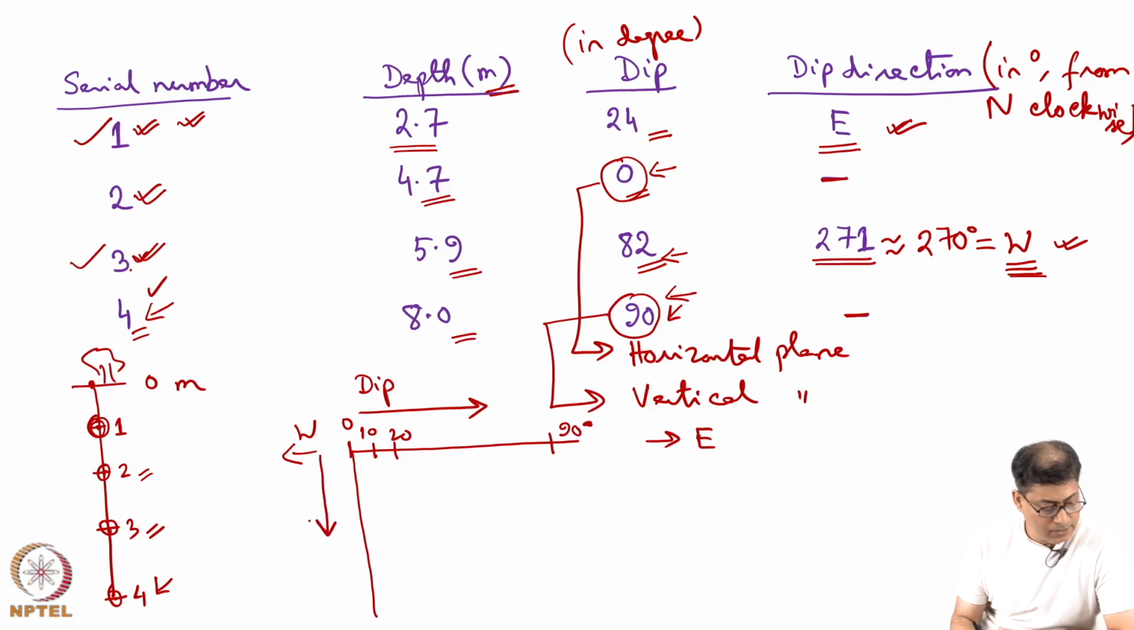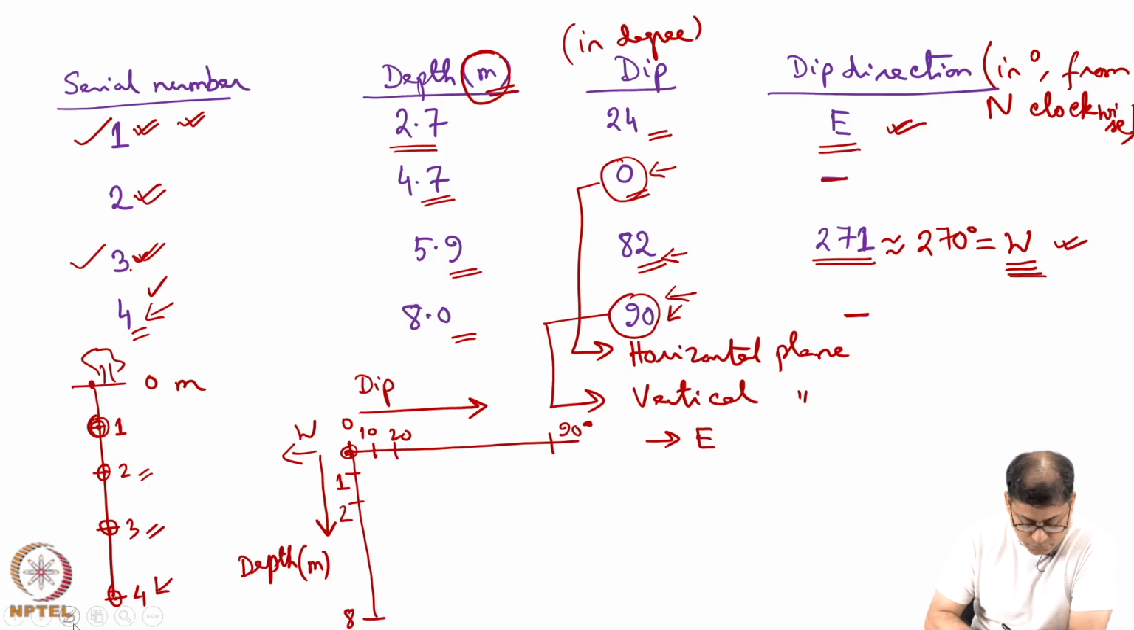Along the vertical axis, we are plotting the depth in meter, because here the unit was given in meter, and then 1 meter, 2 meters, etc., and it goes up to 8 meter. Now, we are going to plot point 1 first. It is at a depth of 2.7 meters. So, I can use this scale and find out this point. This is 2.7 and I draw a horizontal dash line.